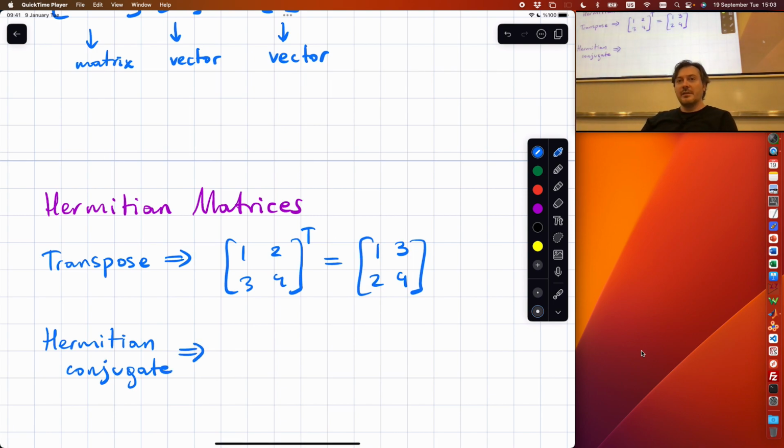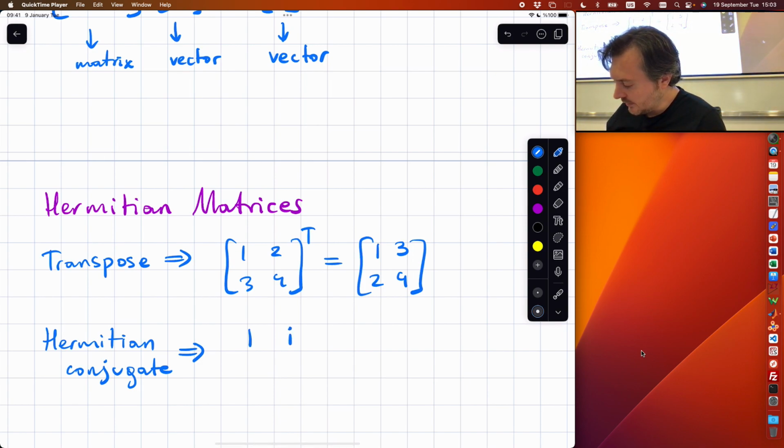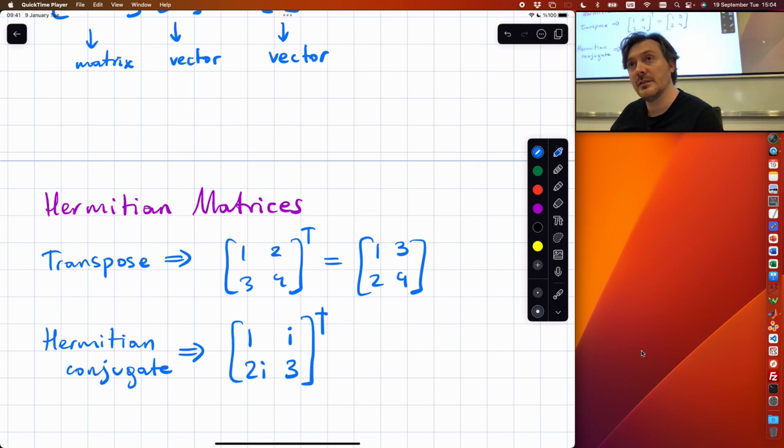Hermitian conjugate is the following. You take the complex conjugate and you also transpose the matrix. Okay? Let me give you an example: 1, i, 2i, 3. The Hermitian conjugate is shown by a dagger, something like this.